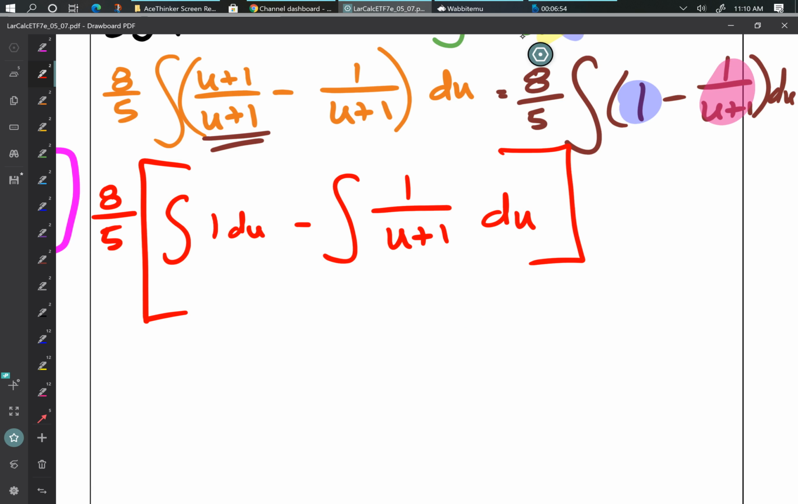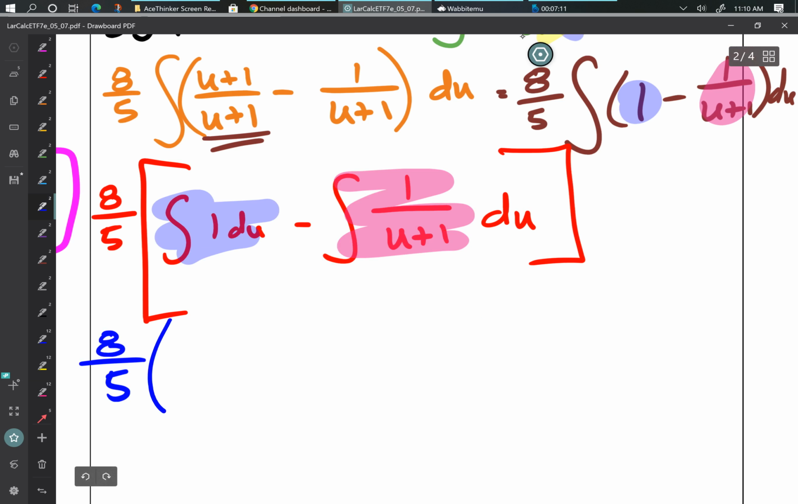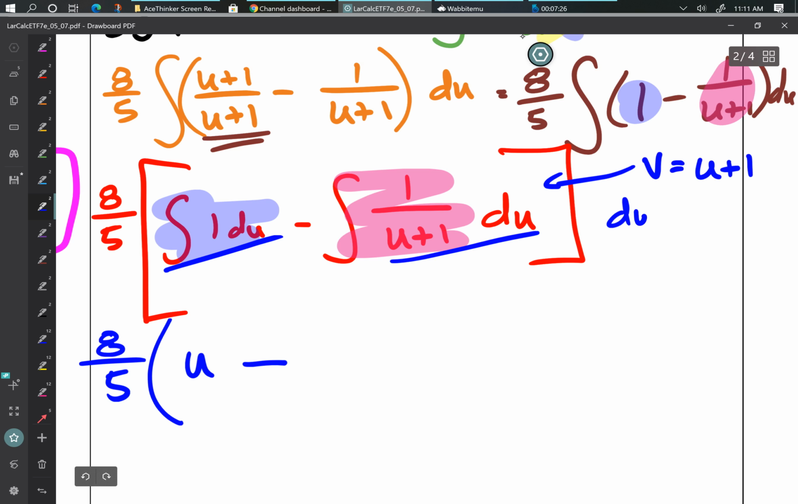Okay. This integral I should be able to do, and I think I can figure this one out. Because that looks like a fraction where the numerator is the derivative of the denominator. So my 8/5 drags along. The integral of 1 du is u minus, and over here I'm going to do substitution again. Since I've already used the letter u, I'm going to use the letter v. I'm going to say that v is equal to u plus 1, and then dv is just equal to du, and that turns into the integral of 1 over v dv.